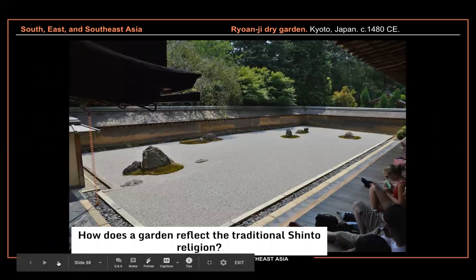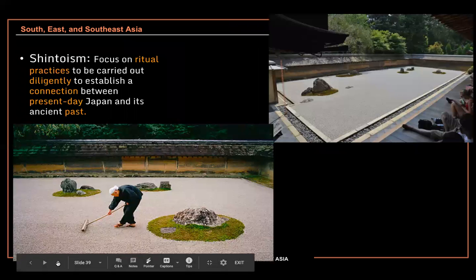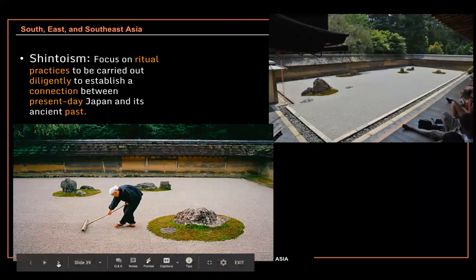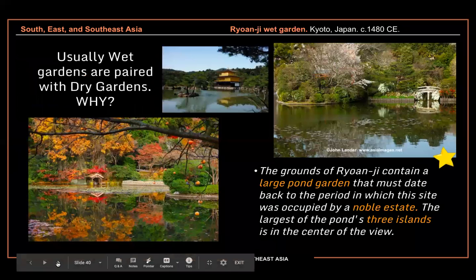Right? So how does the garden reflect the traditional Shinto religion? Remember that Shintoism focuses on being diligent, right? Being diligent. And so these rocks are strategically placed. Even though there's 15 rocks, you are always missing one rock from your view. So it's very methodically laid out. And then of course, a monk goes out there every single day and rakes it so that it is perfect. So there's a lot of ritual and precision incorporated into this dry garden.